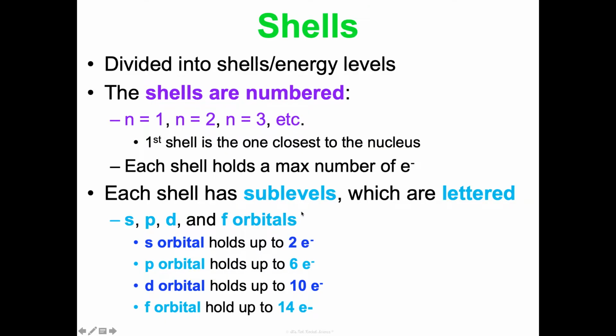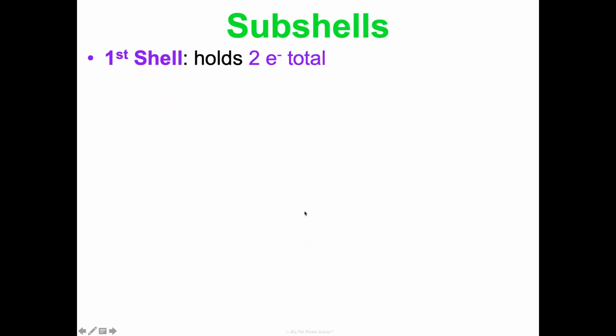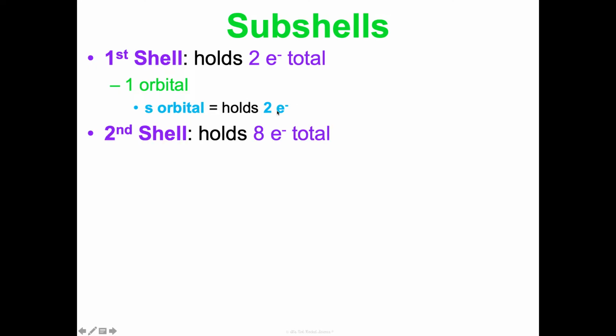Okay, let's talk more about these sublevels or subshells. The first energy level in the electron cloud, that first shell, holds 2 electrons total. You know this because we talked about this with hydrogen and helium in the first period on the periodic table. In terms of subshells, it only has one orbital, the s orbital, which holds 2 electrons, like we said. So that's where the 2 electrons total in the shell comes from. Now, the second energy level, or the second shell, holds a total of 8 electrons.